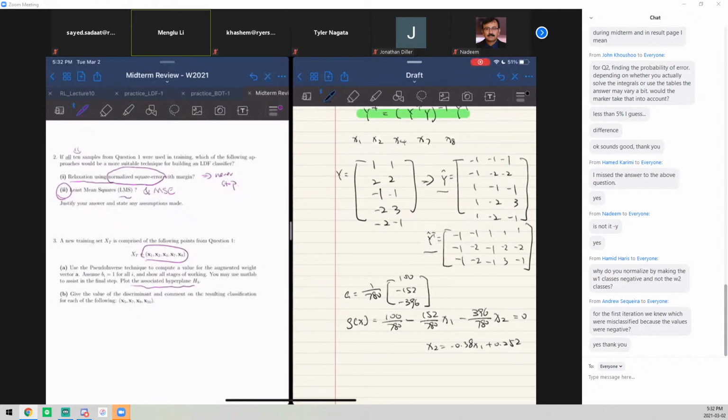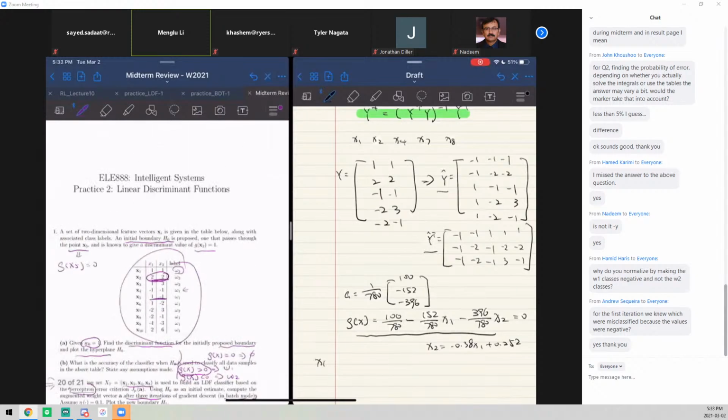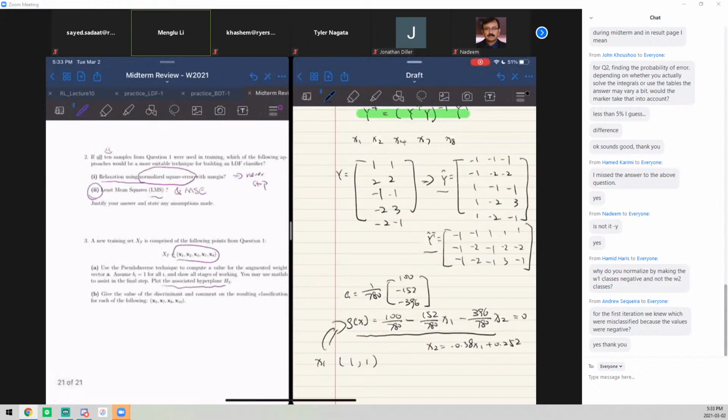And part B, give the value of the discriminant and comment on the resulting classification for each of the following. So we got the g function and we got the points. We want to know the classification result of each point. So we just plug in the data. For example, plug in the x1. What's x1? x1 is 1, 1, into this g function.